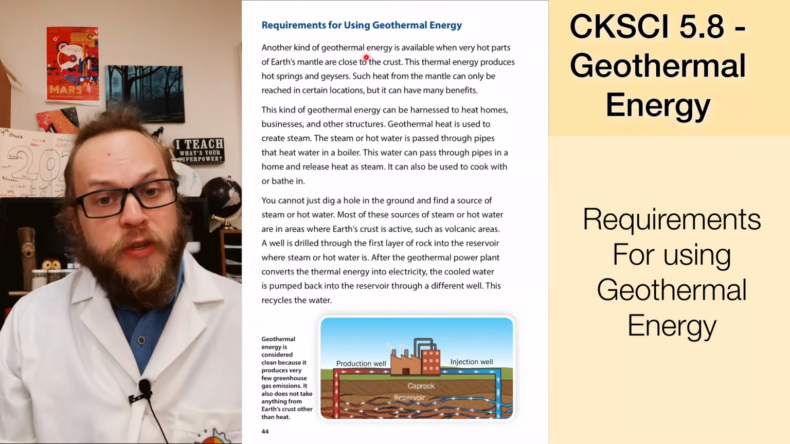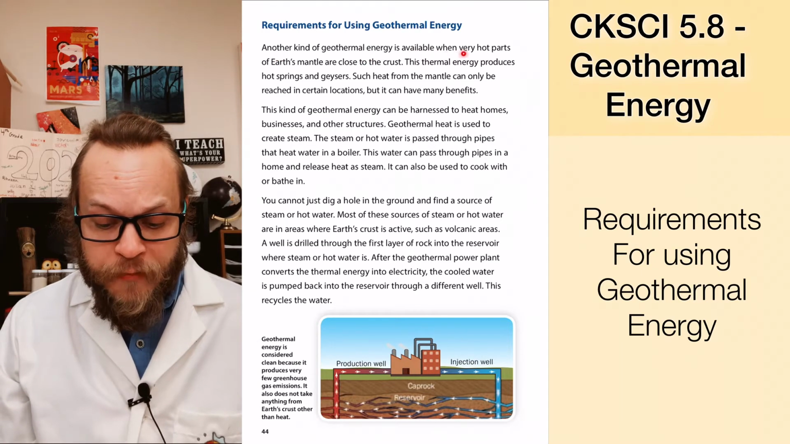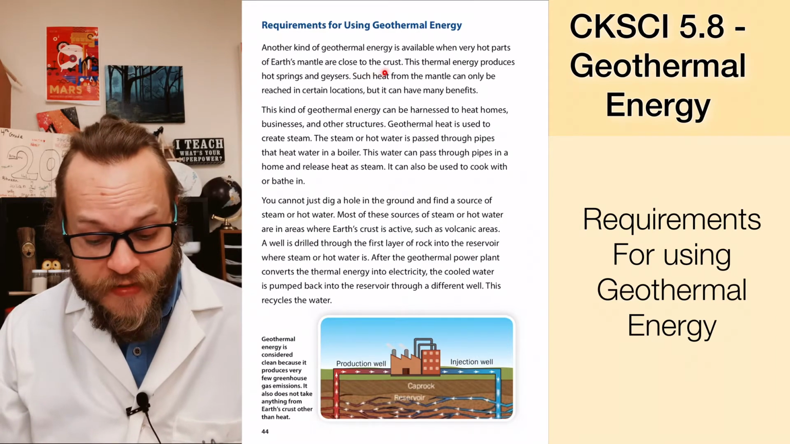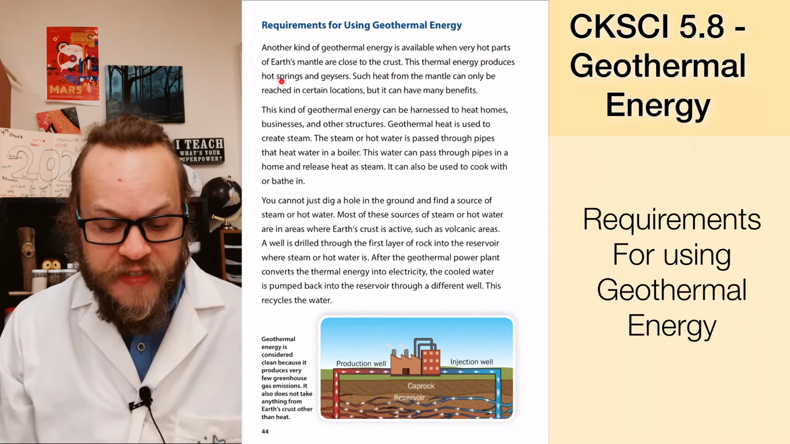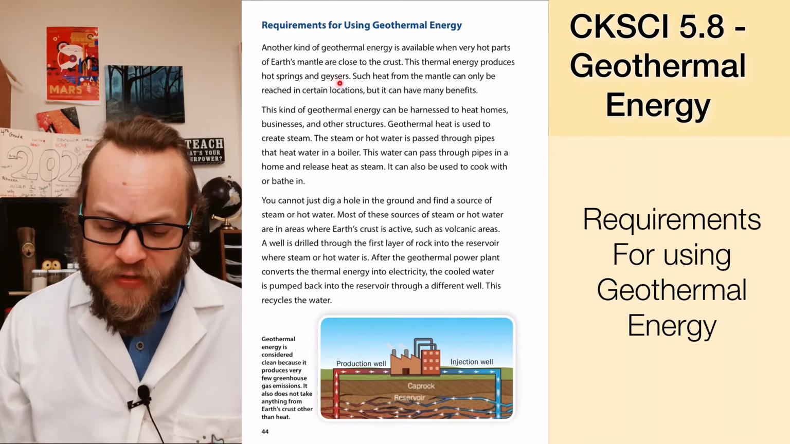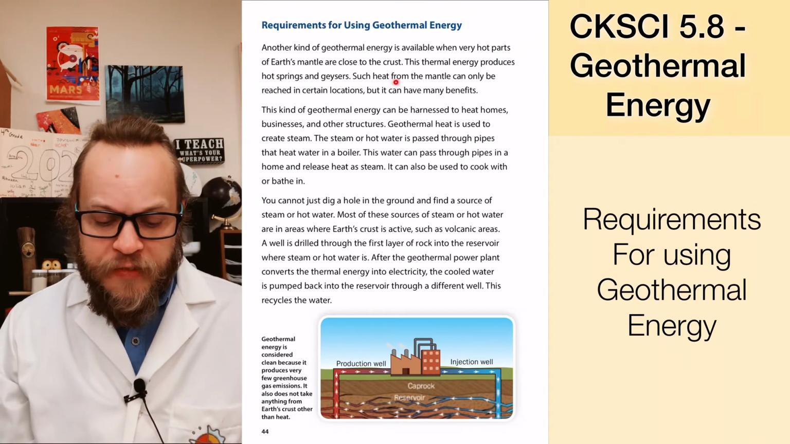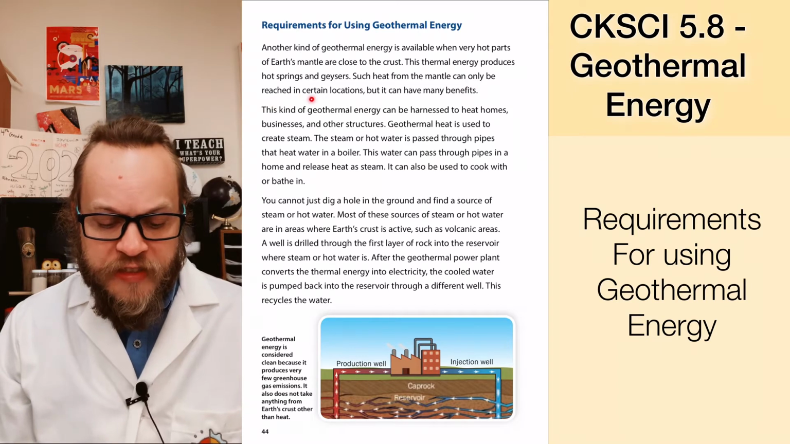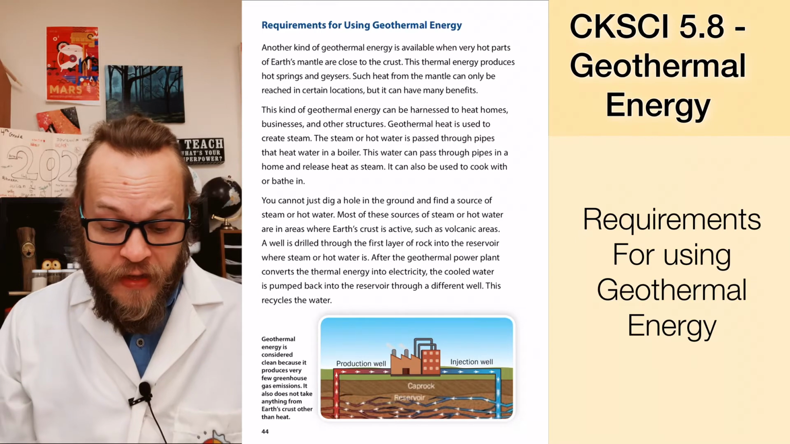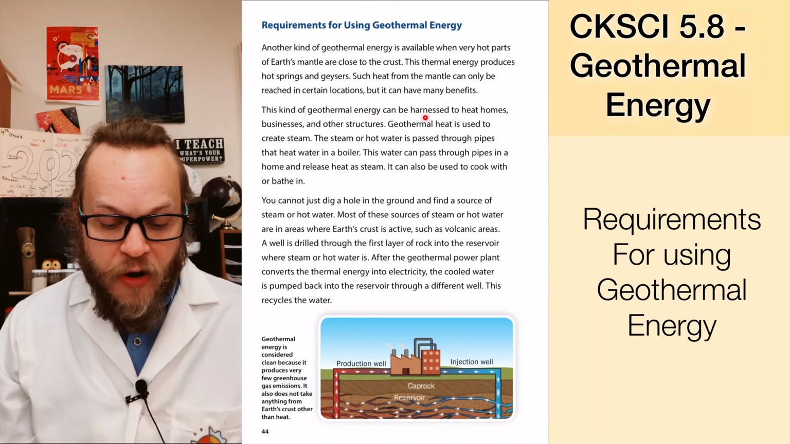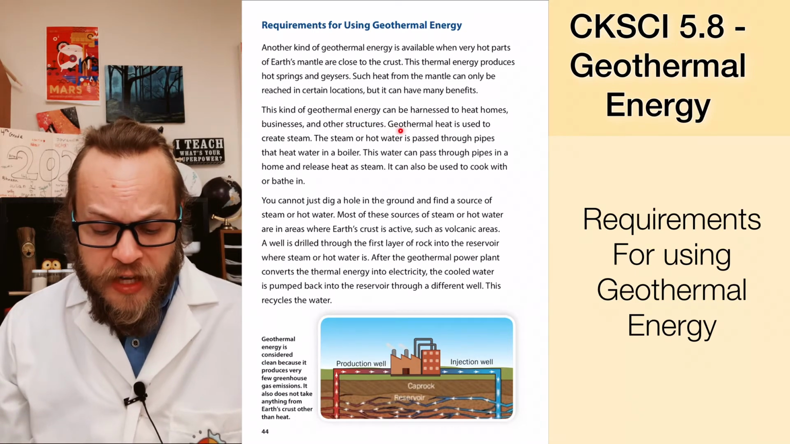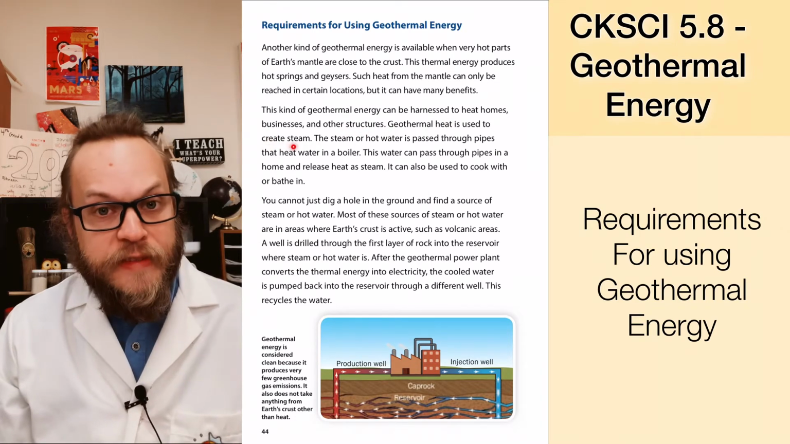Another kind of geothermal energy is available when very hot parts of Earth's mantle are close to the crust. This thermal energy produces hot springs and geysers like Old Faithful in Yellowstone National Park. Such heat from the mantle can only be reached in certain locations, but it can have many benefits. This kind of geothermal energy can be harnessed to heat homes, businesses, and other structures. Geothermal heat is used to create steam.